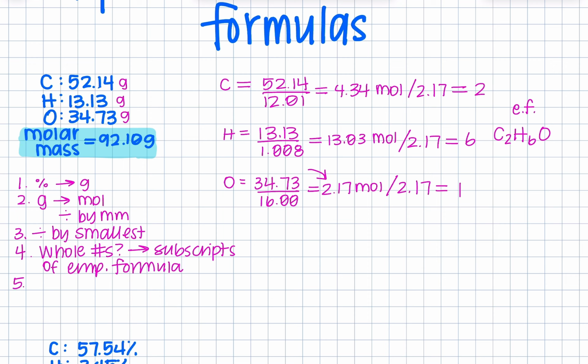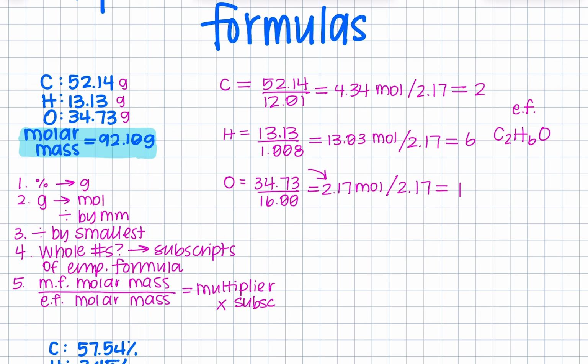So I'm going to give you this formula. You're going to take the molecular formula molar mass, and you're going to divide it by the molar mass of that empirical formula that you just got. This is going to give you your multiplier, which you're going to multiply times the subscripts in your empirical formula. So we have 92.1, which I was given.